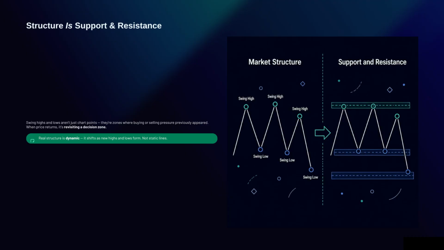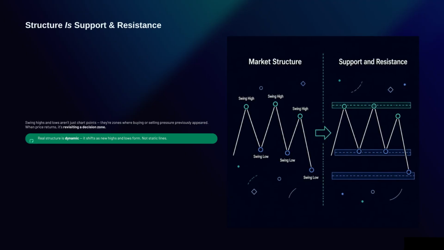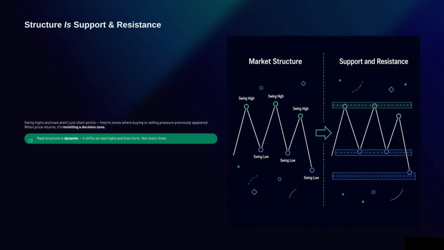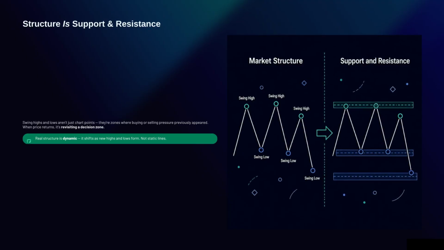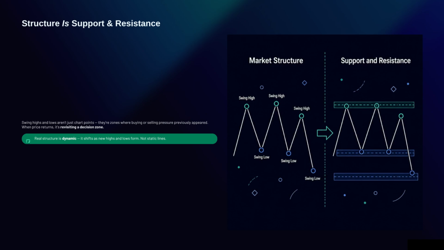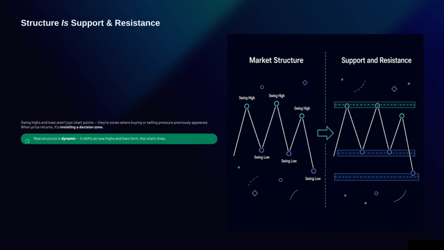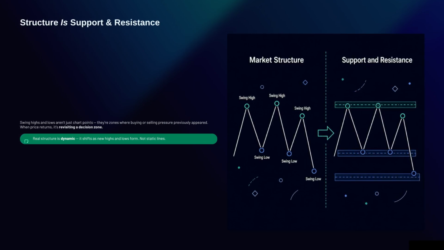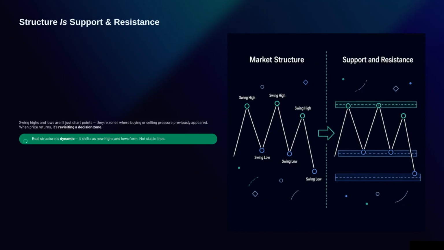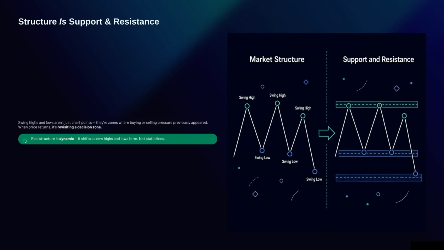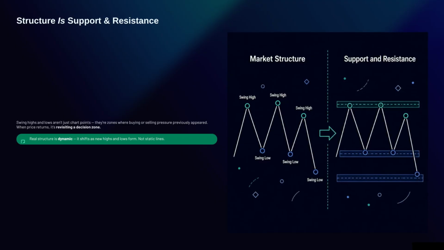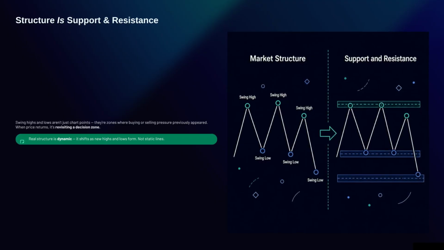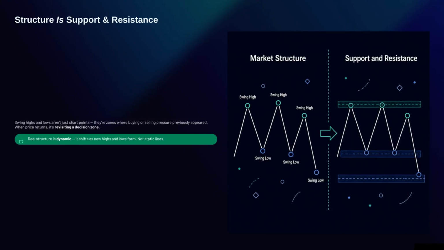Now let's connect this to support and resistance. Those swing highs and swing lows aren't just points on a chart. They're areas where buyers and sellers previously made important decisions. When price returns to those areas, it isn't magic. It's revisiting places where strong buying or selling pressure existed before. That's why market structure and support and resistance are really two ways of looking at the same idea.